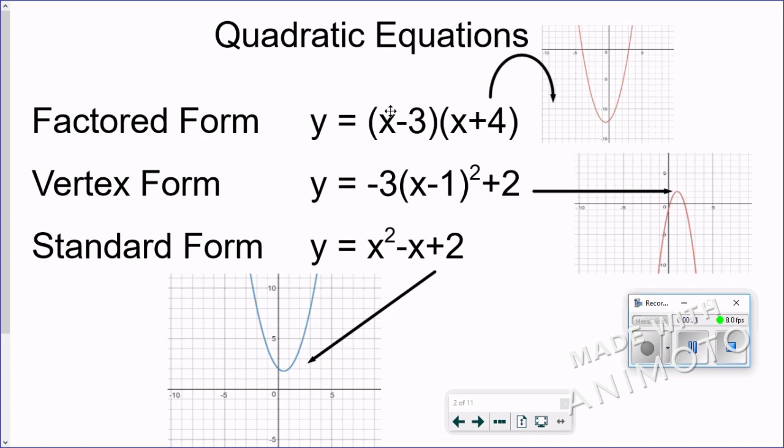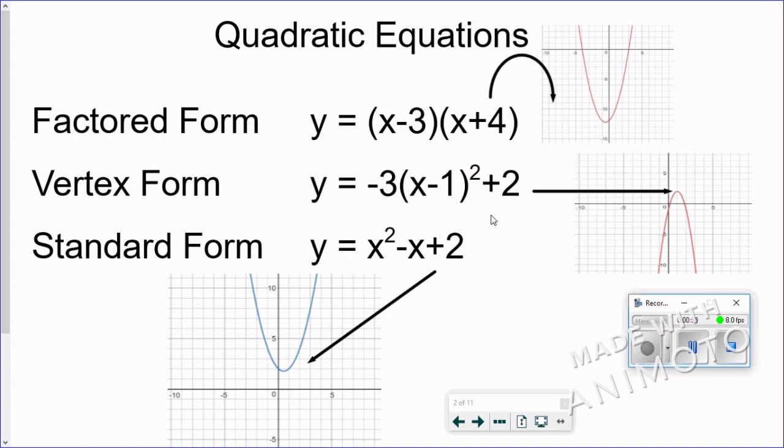The nice thing about factored form, remember, we factor it so we could find the zeros, or basically where it crosses our x-axis. So this x minus 3, x plus 4 gives us the zeros of -4 and +3. Vertex form was nice in itself, and then it gave us the vertex. So the vertex here is 1, 2, which were given here by h, k in our vertex.